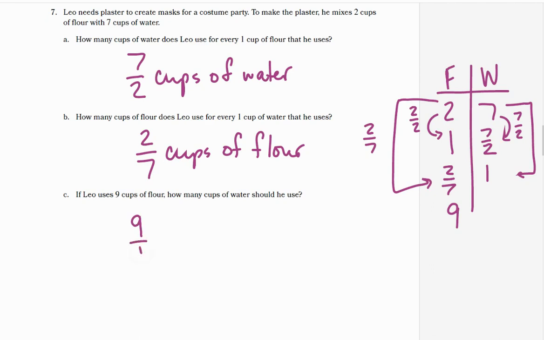So I start with 9/1 as a fraction times 7/2. I'm using this row to help me figure out what to multiply by. 9 times 7 is 63, over 1 times 2 is 2. On this lesson, that is an acceptable final answer. But also, since this is our final answer and it's actually asking us what amount of water would he use in a real world kind of problem, we could change it to the mixed number of 31 and a half cups of water.